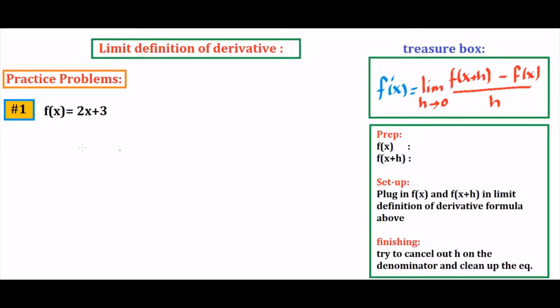Let's begin with example 1. 2x plus 3. We know by heart the derivative of this function is equal to 2 because here our slope is 2. This is in the form of y equals mx plus b, and derivative means the slope, and the slope here is 2. So we know that f prime of x is equal to 2. That means the derivative at every single point is 2.